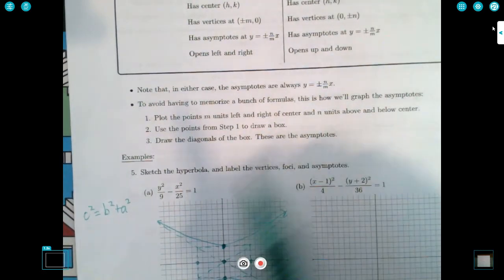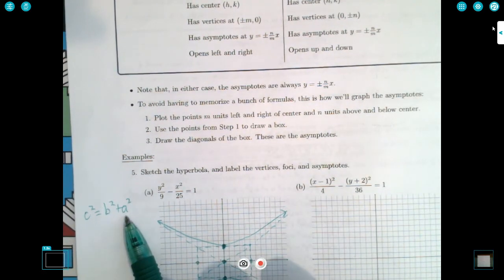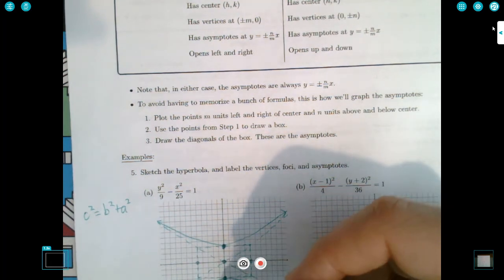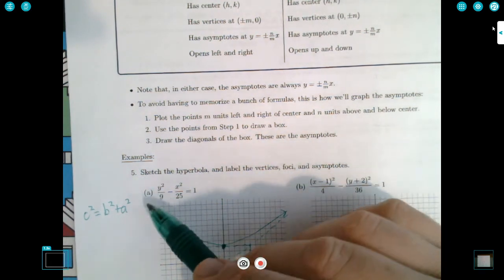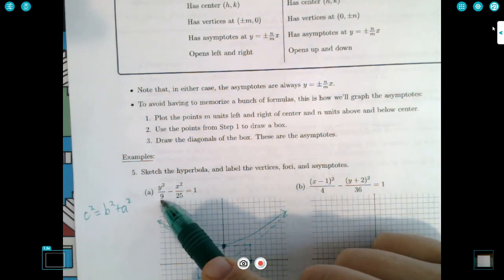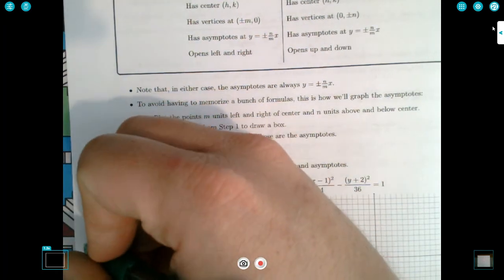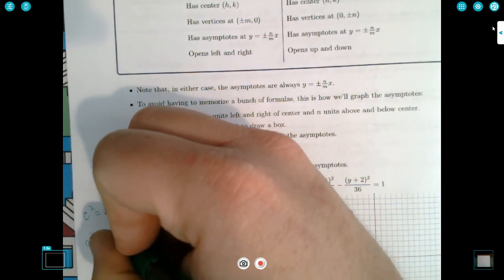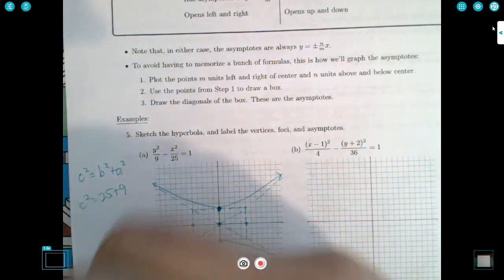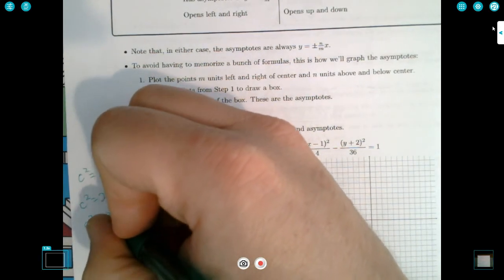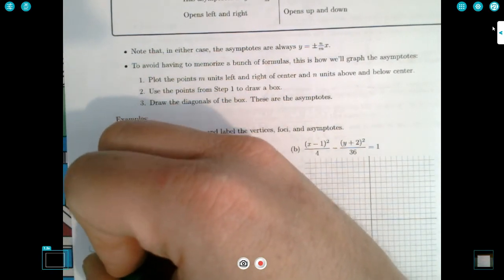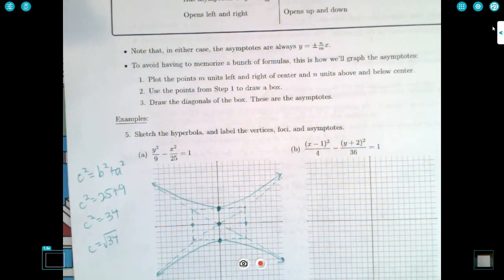Let's make sure we get this right. So a is the focal axis. In that case, that would be the y-axis. So a would be 3 in this case. A squared would be 9. And b squared would be 25. So c squared is 25 plus 9. So c squared is 34. So c is the square root of 34. Square root of 34 is approximately 5.8.